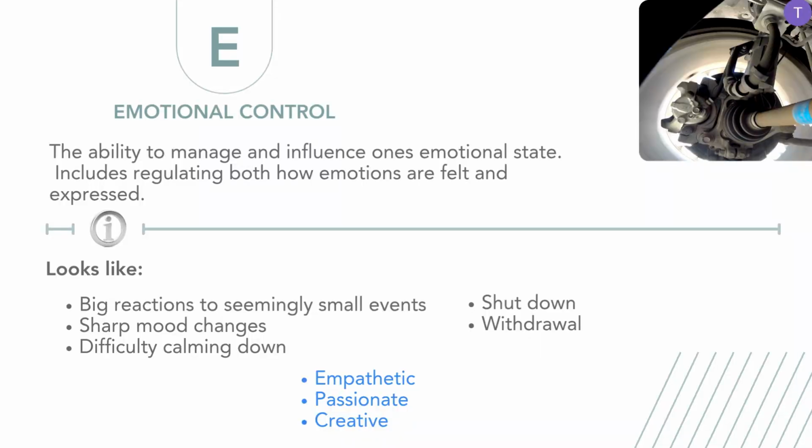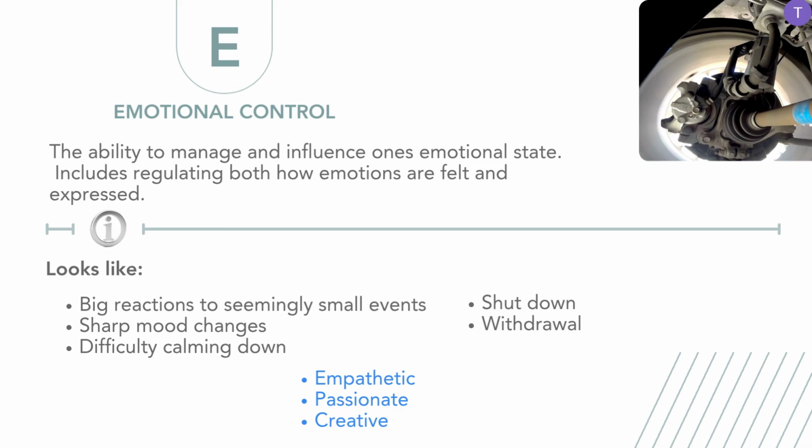So the definition of emotional control is the ability to manage and influence one's emotional state. It includes regulating both how emotions are felt and how they're expressed. Now, this is not just a verbal expression. It can be through body language. It can be through withdrawal. It can be verbal as well.